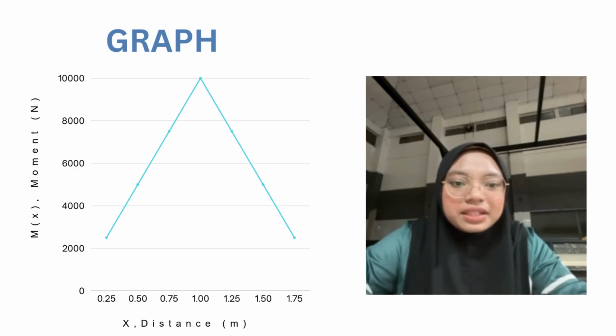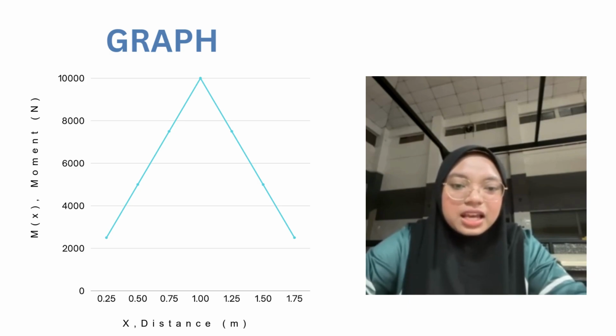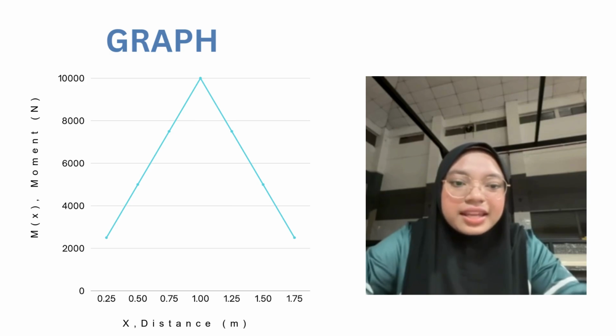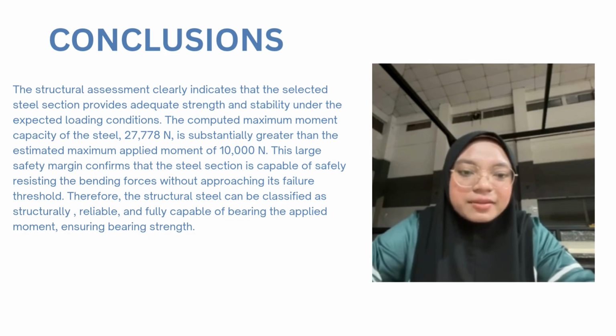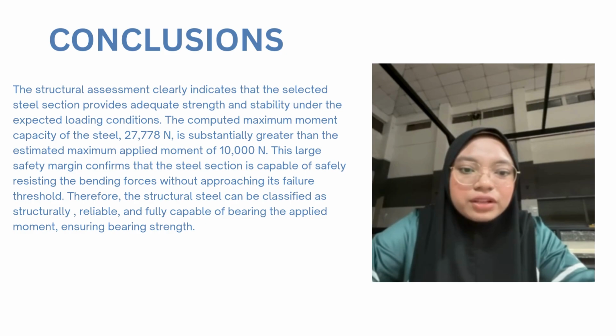The structural assessment clearly indicates that the selected steel section provides adequate strength and stability under the expected loading conditions. The computed maximum moment capacity of the steel, which is 27.8 kN, is substantially greater than the estimated maximum applied moment of 10 kN. So to conclude, this large safety margin confirms that the steel section is capable of safely resisting the bending forces without approaching its failure threshold. Therefore, the structural steel can be classified as structurally reliable and fully capable of bearing the applied moment, ensuring the bearing strength.